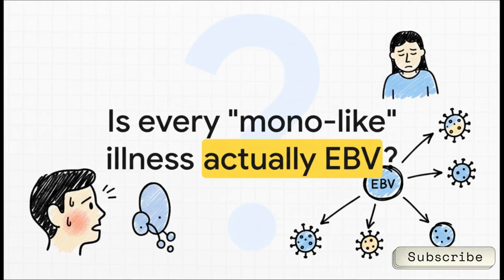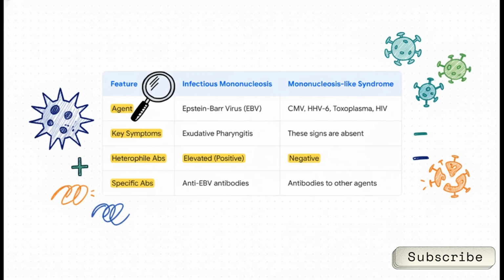Now here's where the examiners love to trip people up. A patient comes in, fever, tired, swollen glands. It's screaming mono, right? Well, not so fast. It's not always that straightforward. Which brings us to the all-important differential diagnosis. You see, a bunch of other things can look like mono. We're talking cytomegalovirus or CMV, even early HIV. They cause what we call a mononucleosis-like syndrome. So how do you tell them apart?